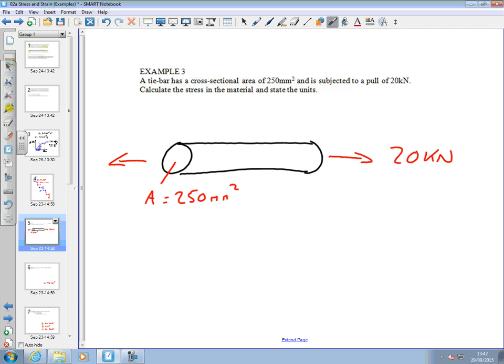So I've got the area, I've got the force, so straightforward. Okay, stress is force over area. So I know the force, I know the area, I can plug those in and out comes the answer.